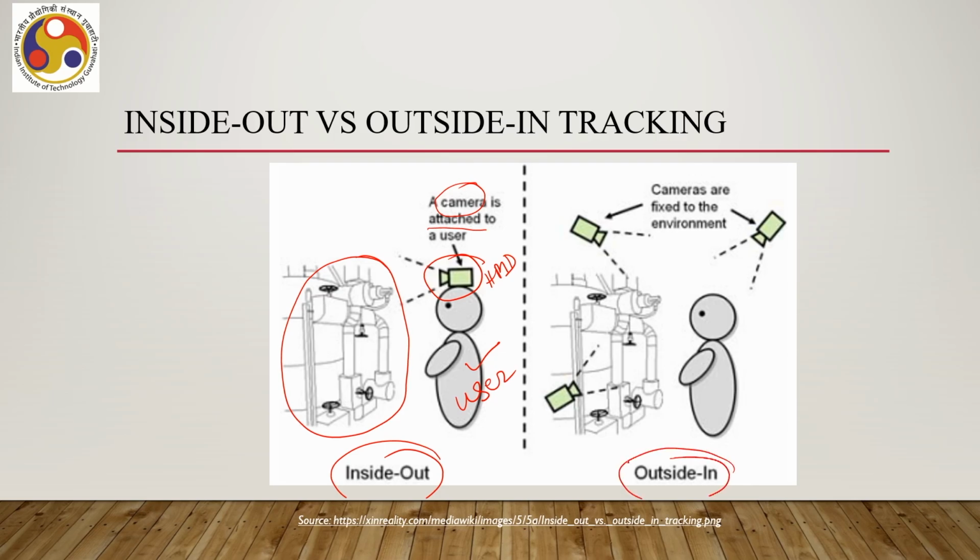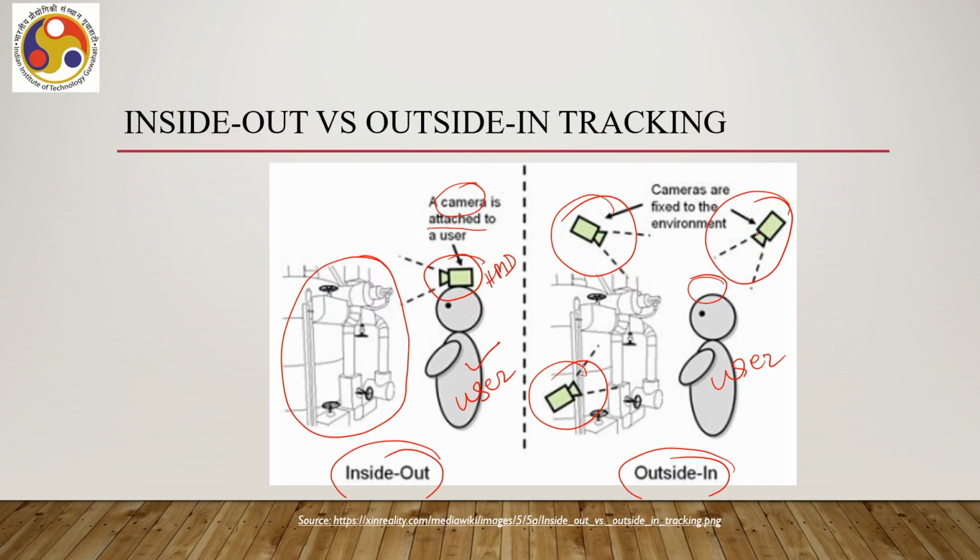In case of outside in, the user may have some device to experience, but the device does not contain any tracker or sensor as such. So, this is the user again. Instead, the trackers or sensors are placed within the real world, external to the user, not attached to the user, and the data coming from those trackers or sensors help the system attached to the user identify and track the motion, the pose, the orientation of the user.